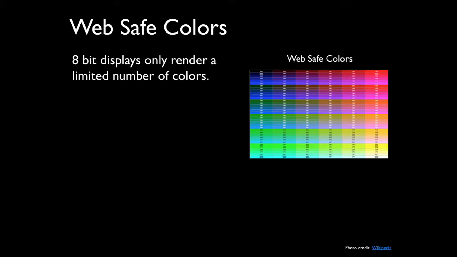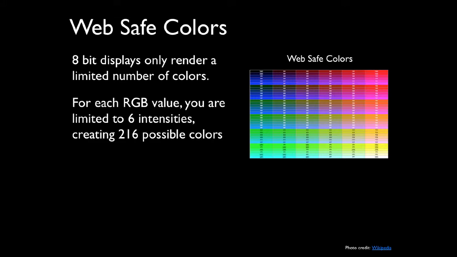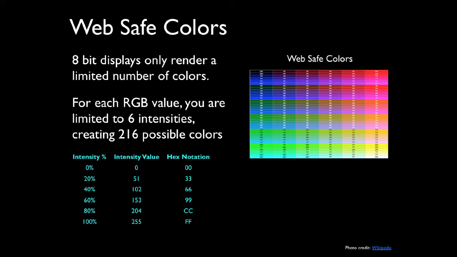Well, let's talk a little bit about web-safe colors. If you have an 8-bit display, which some people had, especially back in the late 90s, early 2000s, those displays can only render a limited number of colors. And the way to think about it is for each RGB value, you only have a choice of 6 different intensities. Okay, think of it this way. So you can have a value of 0, 20, 40, 60, 80, 100. All right, those are your choices. So 6 choices for each color, 6 times 6 times 6, that gives you 216 choices.